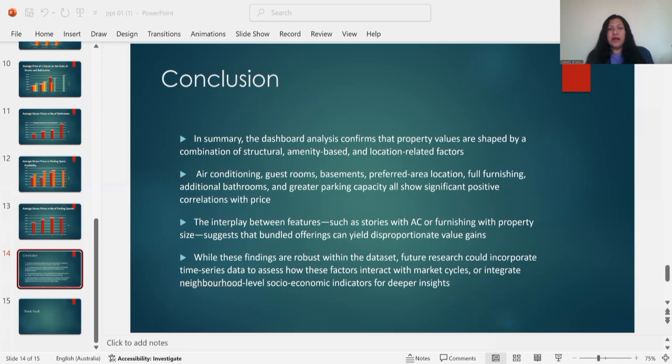While these findings are robust within the dataset, future research could incorporate time series data to assess how these factors interact with market cycles or integrate neighborhood-level socio-economic indicators for deeper insights.